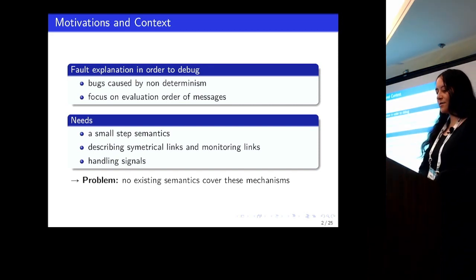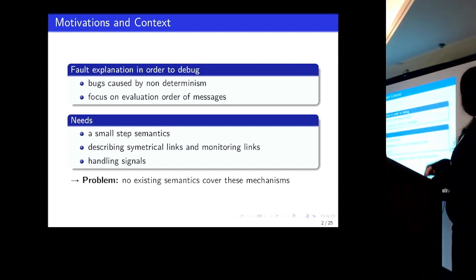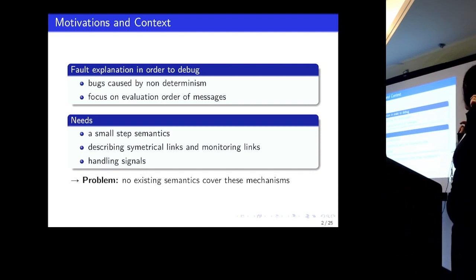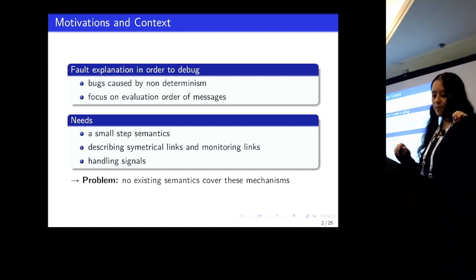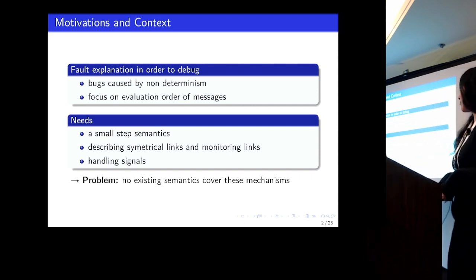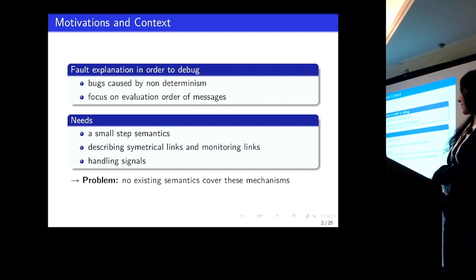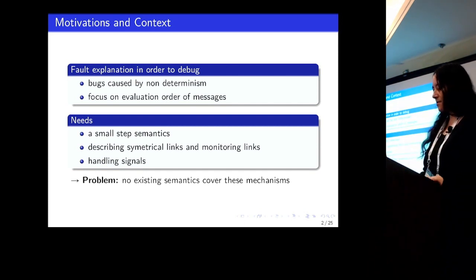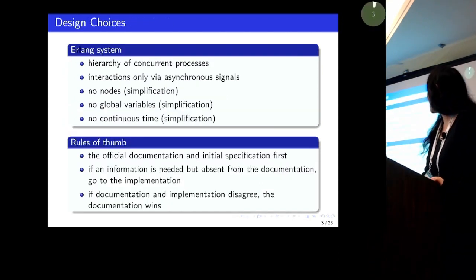And our need was then a small step semantics able to describe links. Here I will call them symmetrical links and monitoring links. And we needed to be able to handle signals. But our problem was that we couldn't find an existing semantics which was at the same time small step and which would cover all these mechanisms. So we came up with our own.